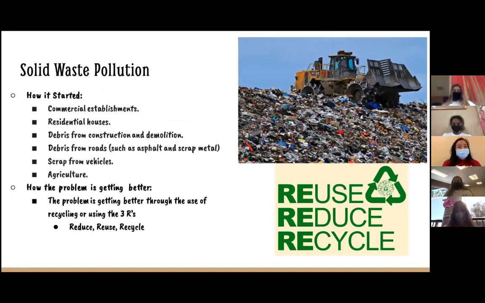Okay, so next we're going to be talking about solid waste pollution. So how it started is from a few different things. The first one is commercial establishments, so this is buildings and companies, and then residential houses, so where people live, and then debris from construction or demolition, and then debris from roads such as asphalt or scrap metal, and then also the scrap from vehicles if they got broken down. And then agriculture is the last way that it started for solid waste pollution.